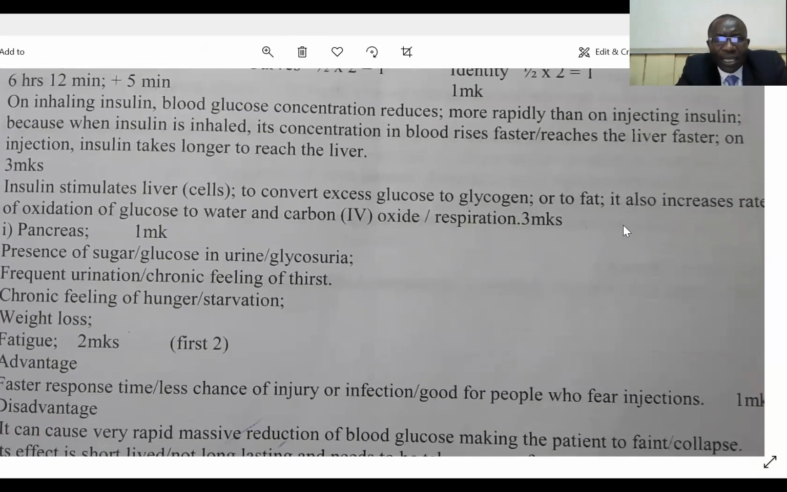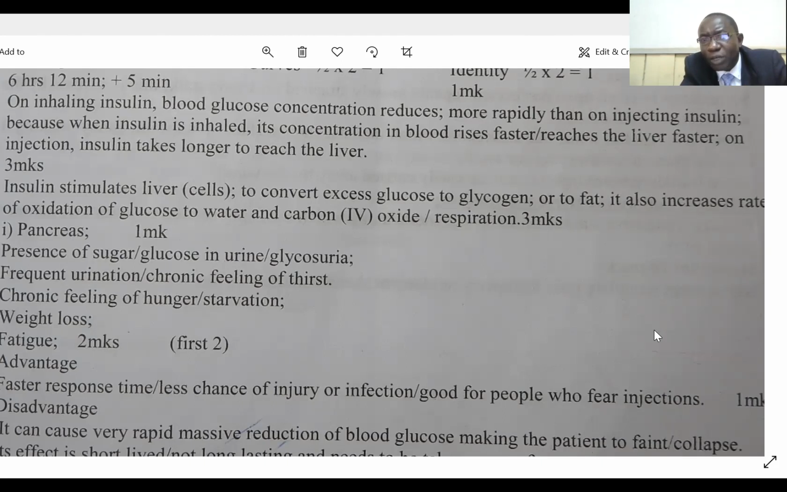I want somebody to see this one, part C, which is that area written part C on the marking scheme. That is where that answer is. On inhaling insulin, blood glucose concentration reduces. That one is an observation, a marking point. Semicolon in KNEC, in KCSE, when we are marking, stands for a marking point. It stands for a tick.